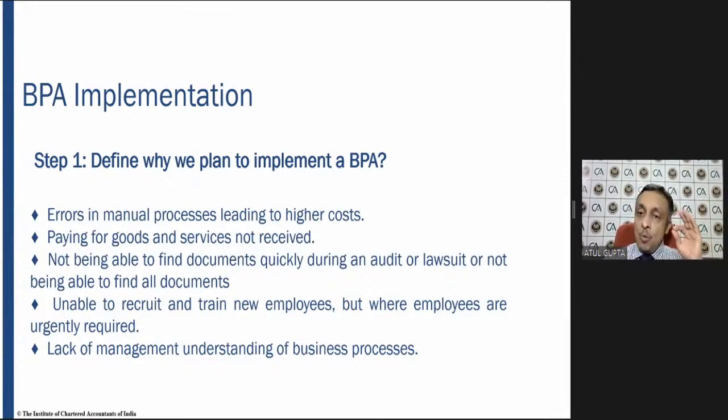This is one of the most important questions to answer. Please understand, this is the key question. For example, our institute has a vision to make the institute EICI 100%. So what is the need? Now see the point that comes, and you'll 100% agree with this. Errors in manual processes leading to higher cost, paying for goods and services not received, not being able to track documents, unable to train new employees, lack of management understanding of business processes.